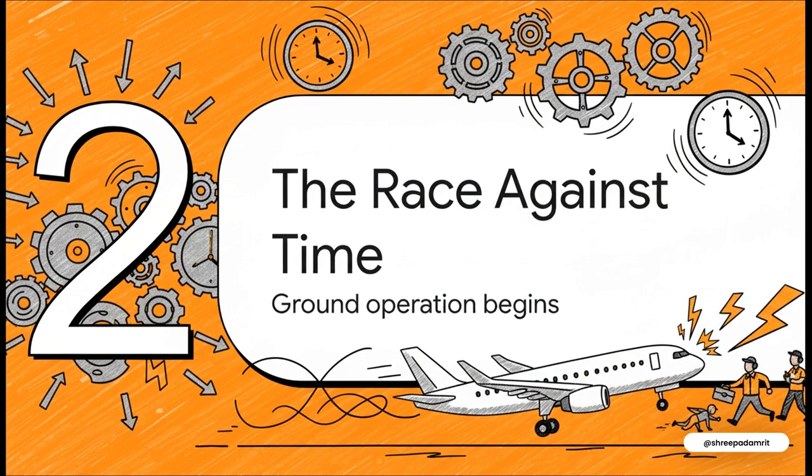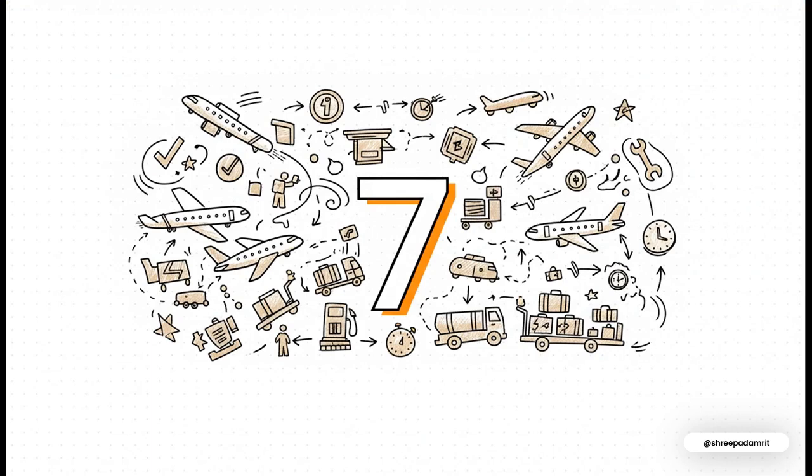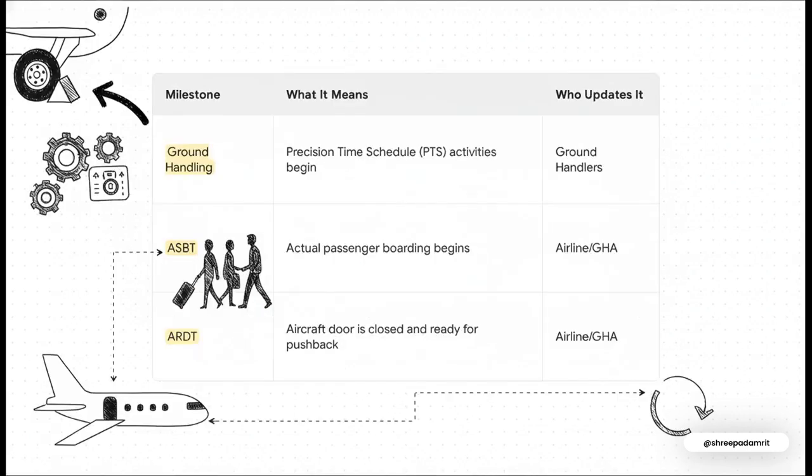And just like that, the arrival is done, and the most intense part of this whole journey begins, the turnaround. This is a high-stakes, coordinated sprint to get this exact same plane ready for its very next flight. And when I say intense, I really mean it. Of the 16 total milestones that a flight goes through at an airport, a full 7 of them, almost half, happen right here on the ground during this short, critical window of time.